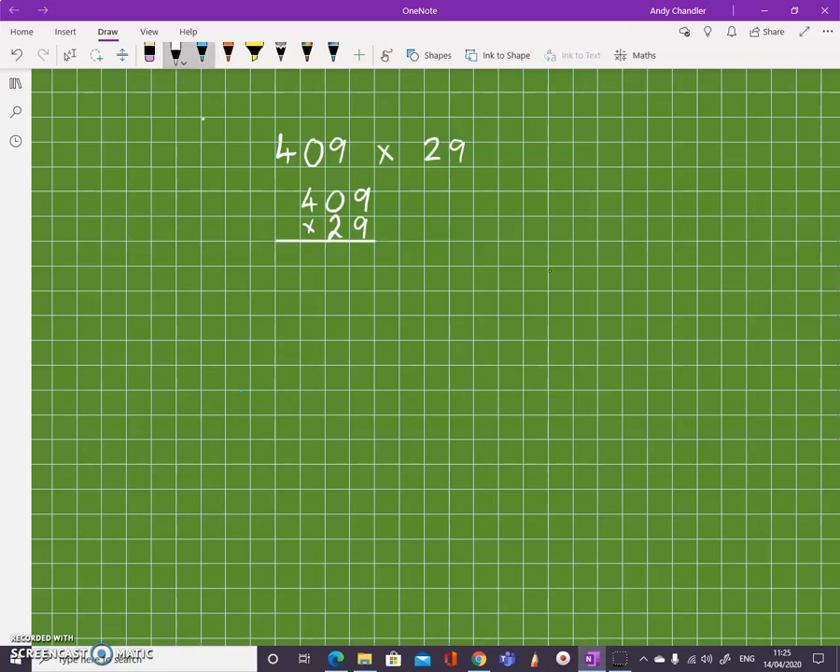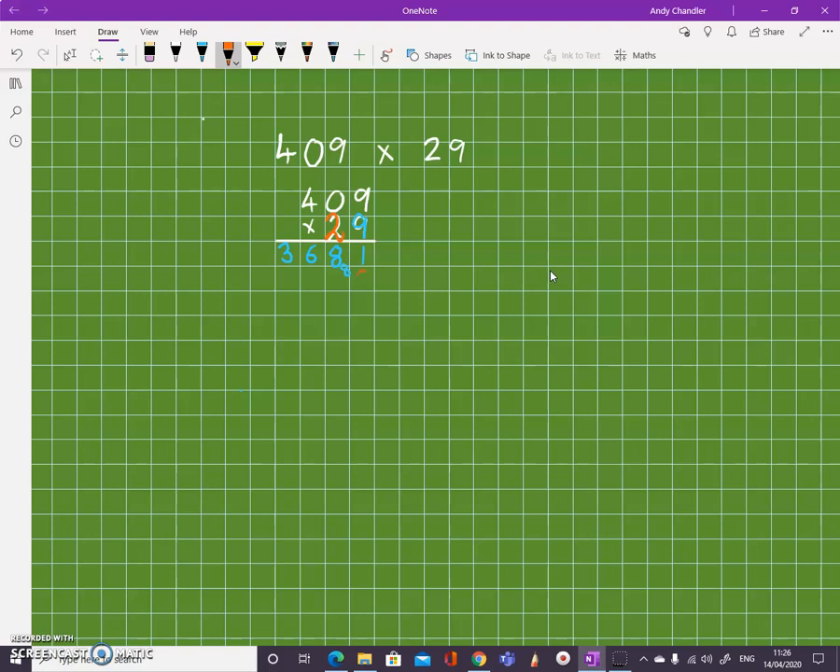I'm going to again use my color coding. So I'm going to do the units in blue, I'm going to do the tens in orange, starting with the units, right to left. 9 times 9 is 81, so I'll put down 1, carry 8. 9 times 0 is 0, plus the 8 I carried is just 8. And then 9 times 4 is 36. There we go. So the answer to 409 times 9 is 3,681.